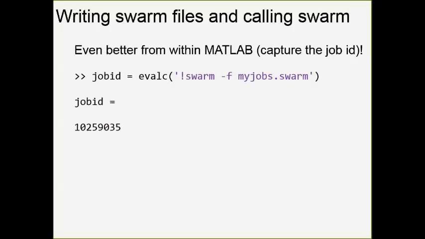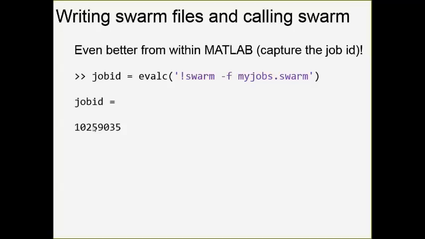We can get even better than that. We can capture the output of this swarm -f command, and we can take that and stick it into a variable called job ID. So every time you run a job, it's going to get this specific identifier under Slurm. This is how you reference that job and monitor it and do things to it. We can save that so we don't have to manually copy and paste that. Now it's in our code.